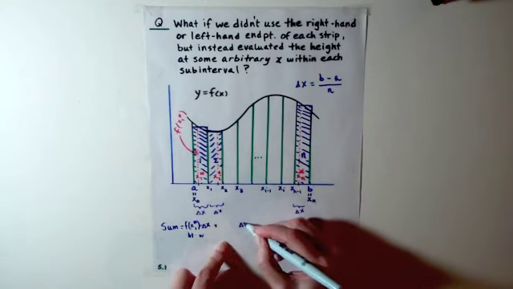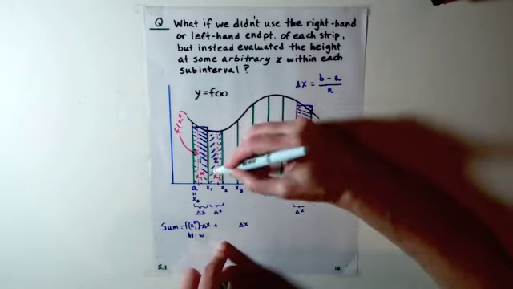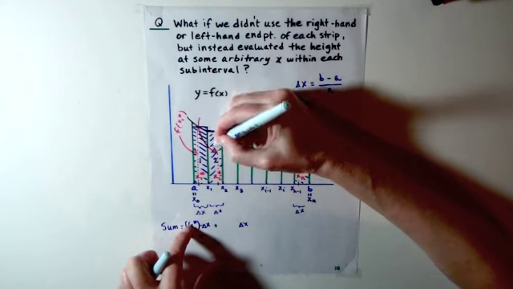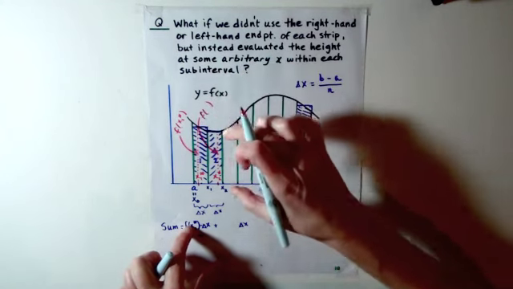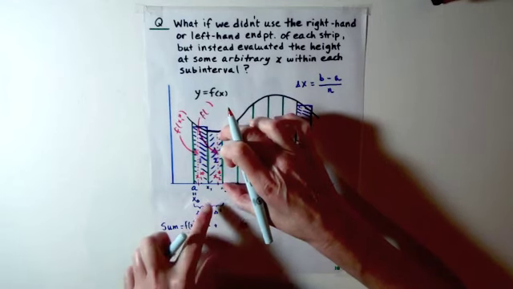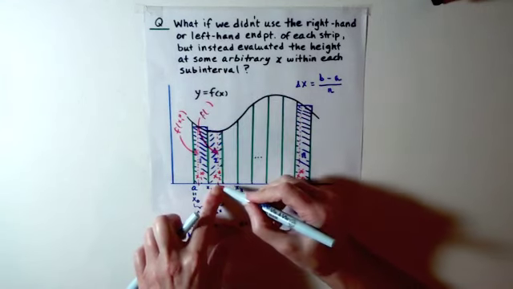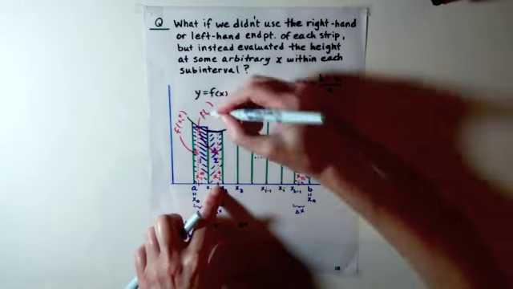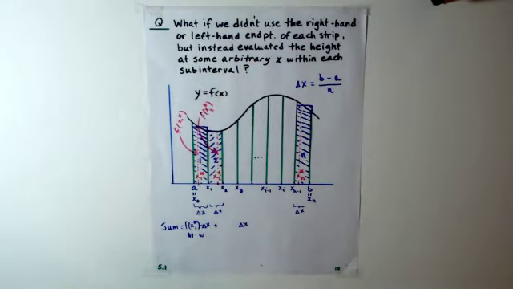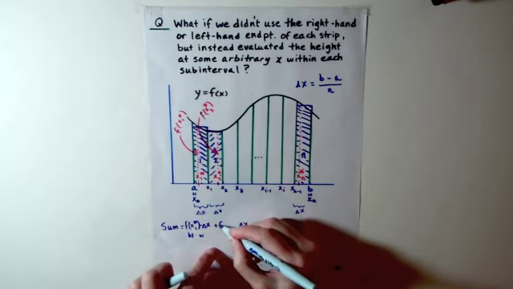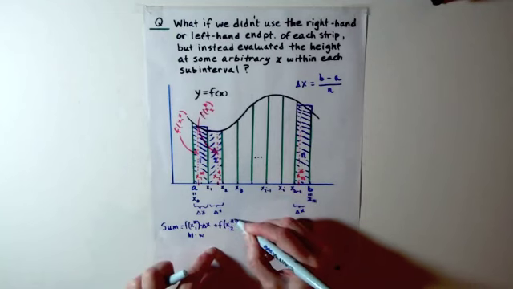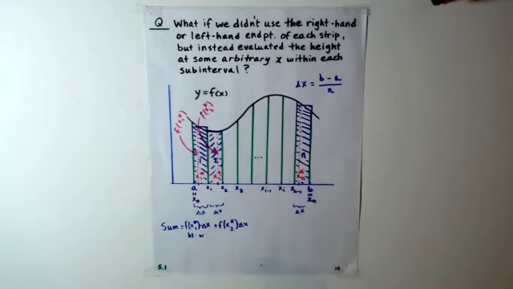We know its width is delta x. We want to know, well, how high is the second rectangle? Well, that's just going to be f evaluated at, it's as high as this red dotted line here, and that would be the function evaluated at my second arbitrary x value, x2 star. So my second rectangle would have a height of f of x2 star multiplied by its width, delta x.